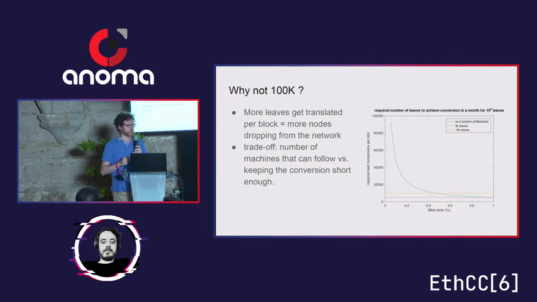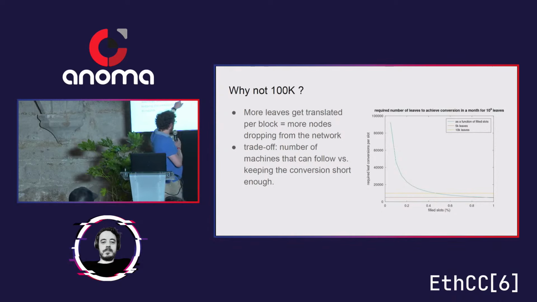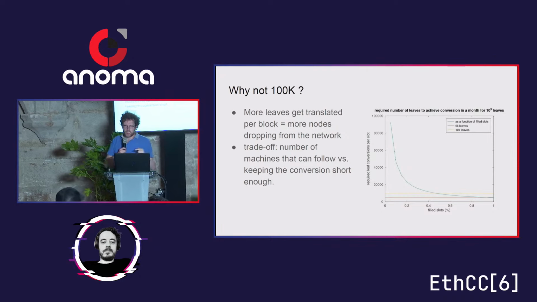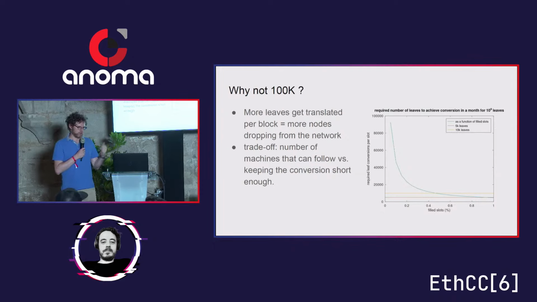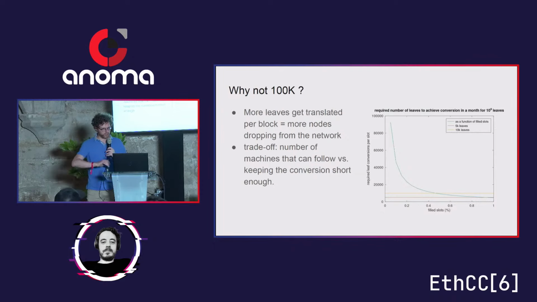We see that some machines, I will talk about this in the next slide, have a hard time following. Others have no problem. So we have this model here. We have the blue line that represents the target of 1 month, and it tells you how many leaves you need to translate per block, given the amount of nodes that drop off the network, and still make the target of 1 month. So basically, if you're above the blue line, everything is fine. You will hit 1 month. If you're under the blue line, it's getting less likely.